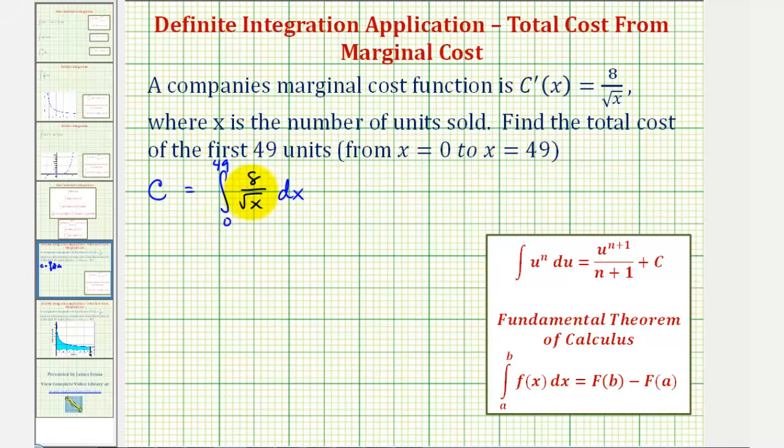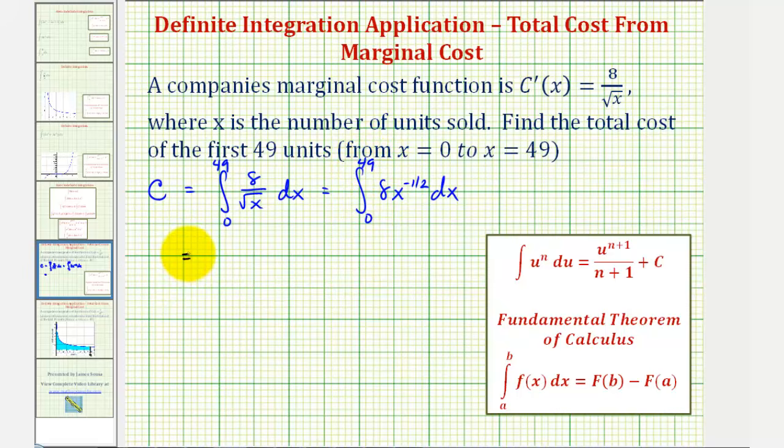But before we find the antiderivative, let's change the form of the integrand. 8 divided by the square root of x can be written as 8 divided by x to the power of 1/2, where the exponent is 1 and the index is 2 because we have a square root. And if we move this up to the numerator, it would change the sign of the exponent. This is equal to 8 times x to the power of negative 1/2. So let's write this as the integral of 8x to the power of negative 1/2 from 0 to 49.